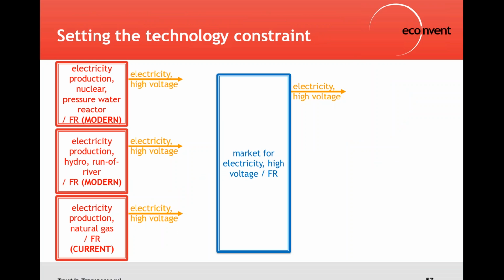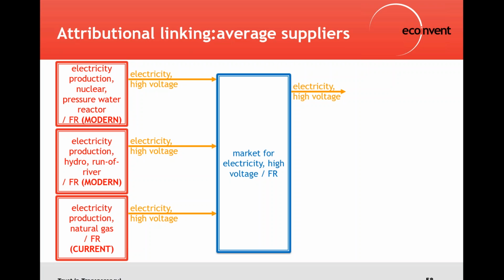If we go back to the example of the market for electricity high voltage in France, and we again list the 3 main contributors to this market, nuclear, hydro, and natural gas, those activities are identified with their level of technology, which in the case of nuclear and run-of-river is modern, and in the case of natural gas is considered to be current. In the attributional perspective, for both our allocation system models, whether APOS or cutoff, this is not relevant. All suppliers are supplying the market, as you can see here, regardless of the level of technology. This is how it works in attributional.